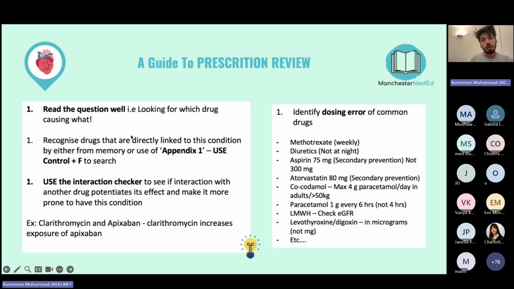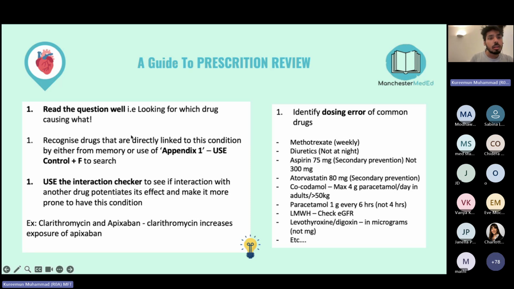Secondly, they can ask you about any kind of dosing error, like in this one. So which prescription that's on there has been wrongly prescribed. So that's two ways it can come up to you. So you read the question well, they tell you to find a drug which is directly and indirectly causing melena. Fine, you know what you're looking for. So you recognize the drugs that are directly linked. So from your memory, you know apixaban causes a bleed anyway. Blood thinning drug, it will cause a bleed. So that's the first one.